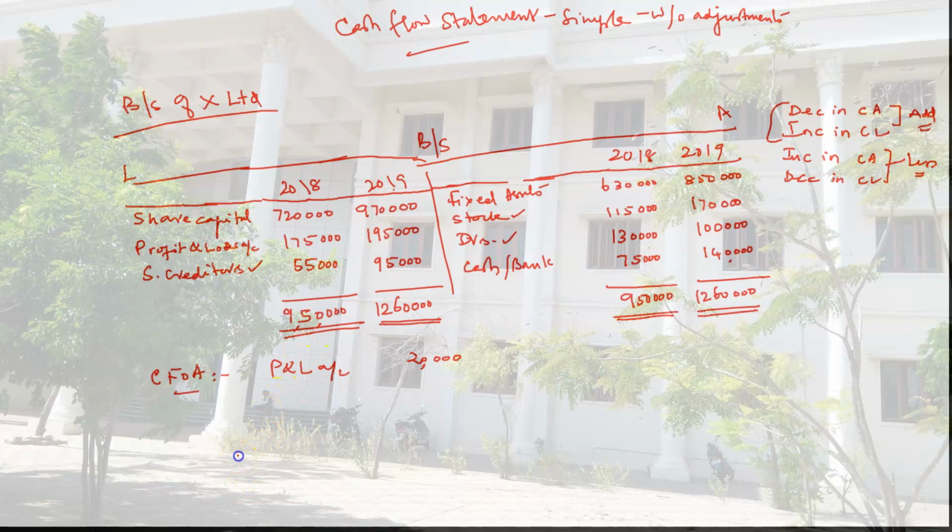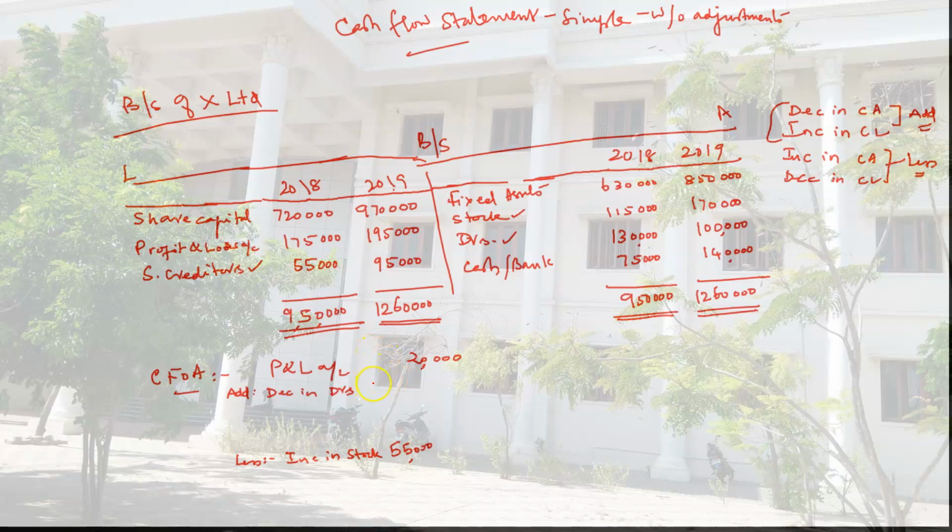So as part of less items, I mention increase in stock by 55,000. That is the difference between 1 lakh 15,000 and 1 lakh 70,000. And when you look at debtors, it is 1 lakh 30,000 becoming 1 lakh. So there is a decrease of 30,000. So it should be taken as part of add items. So I am just adding the decrease in debtors. Your investment in debtors has decreased, which means you have an increased cash position. You will have more cash in hand. So it should be added.